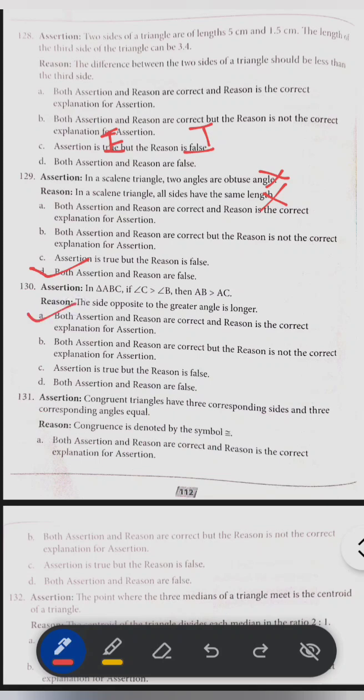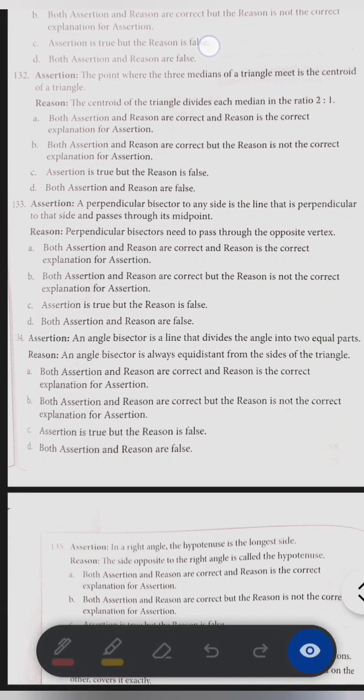Question number 131. Congruent triangles have three corresponding sides and three corresponding angles equal. Yes, congruence is denoted by this symbol. That is also correct, but reason is not the correct explanation of assertion. So here option B. Now come to the next part.